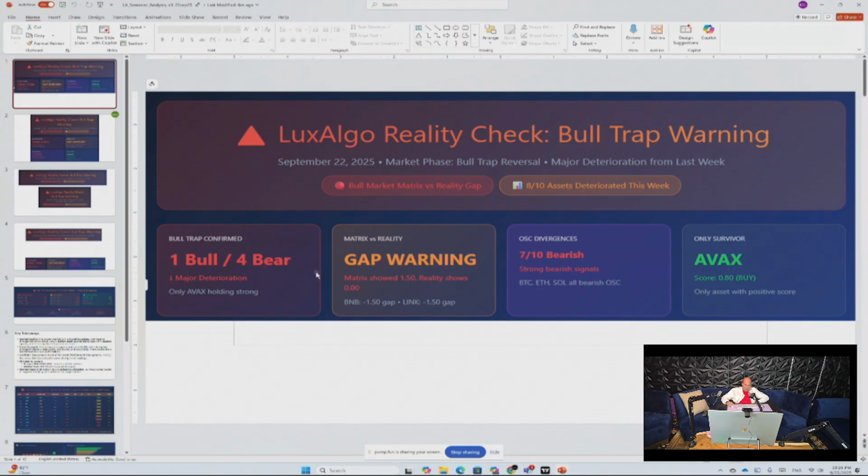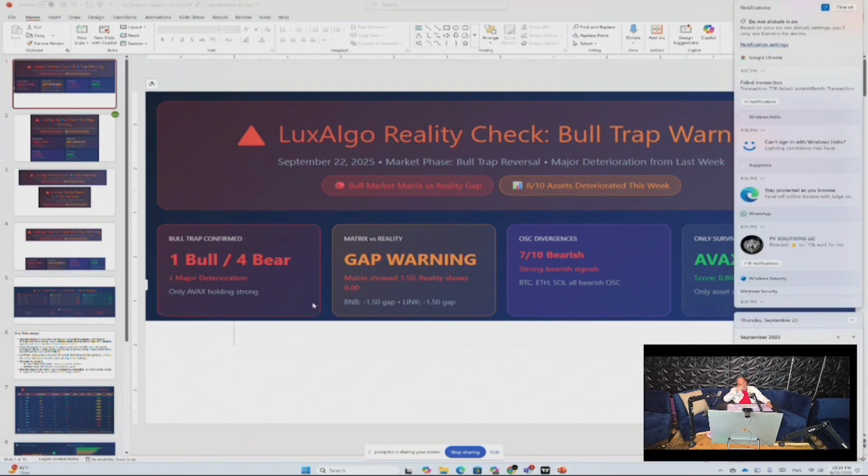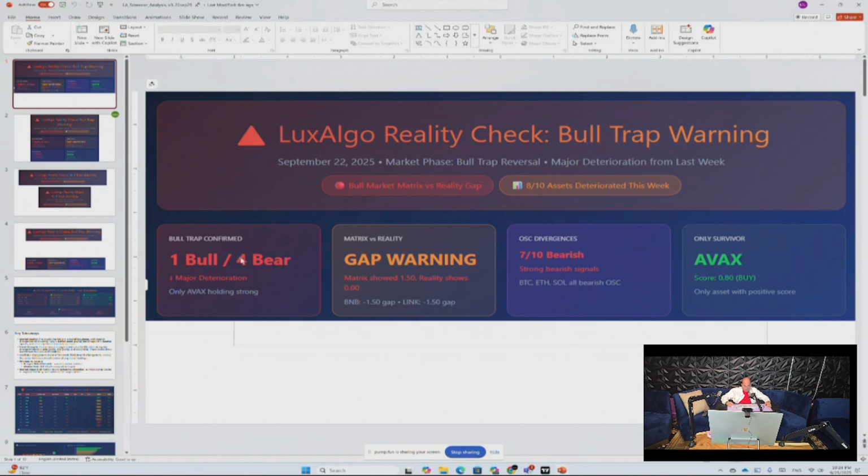The bull trap was confirmed basically already when we did the last run. It was on Monday when we did the last run. So by Monday, the bull trap was confirmed. We posted about that on Twitter.